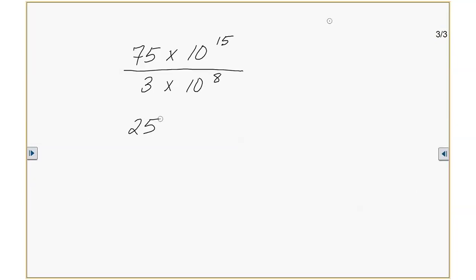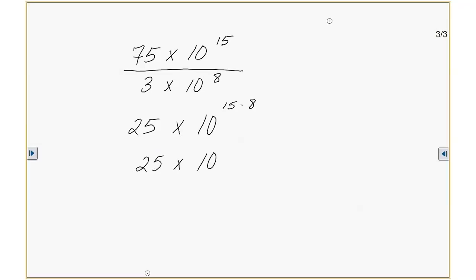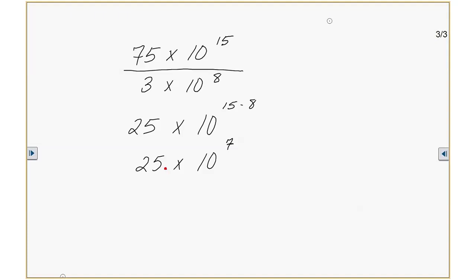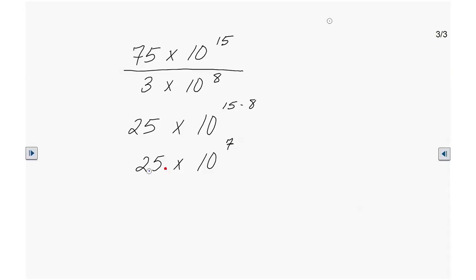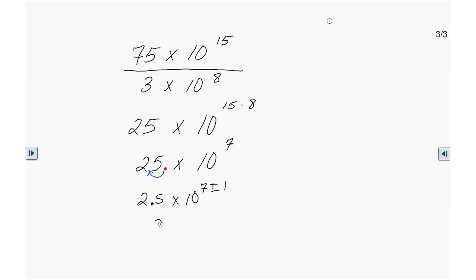75 divided by 3 is 25, and 15 minus 8. And that would be 25 times 10 to the what? What's 15 minus 8? 7, right? And this is not in scientific notation. Right now, the way it's sitting, the decimal is right there. We need to move it to here. So that's one space. So that's going to be 2.5 times 10 to the 7, plus 1. Mentally, we need to move this decimal to the right to get it back the way it was. So 2.5 times 10 to the 8th power.